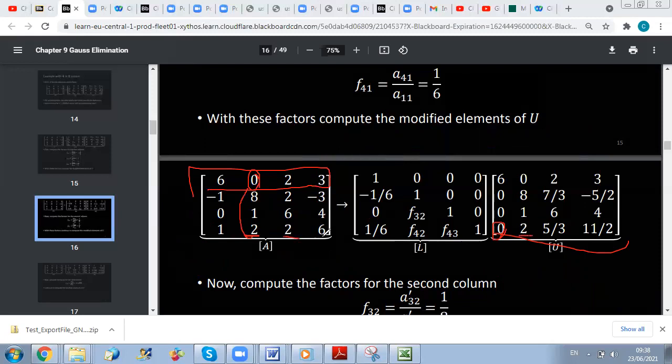Now, concerning 2 and 6, this one will become 2 minus 1 over 6 times the element in the pivot equation in the same column of this number, which is 2. So 1 over 6 times 2, I get 5 over 3. And finally, this element will become 6 minus the factor, which is 1 over 6, times the element in the pivot equation in the same column of 6, which is 3. So I get 11 over 2.